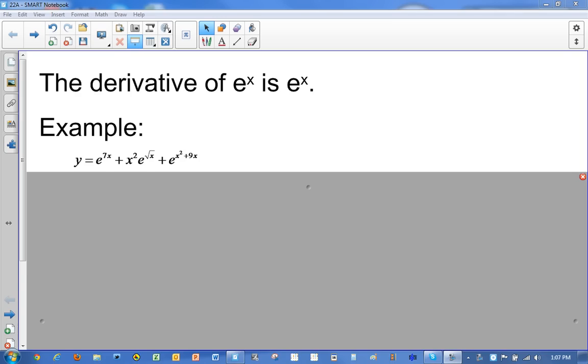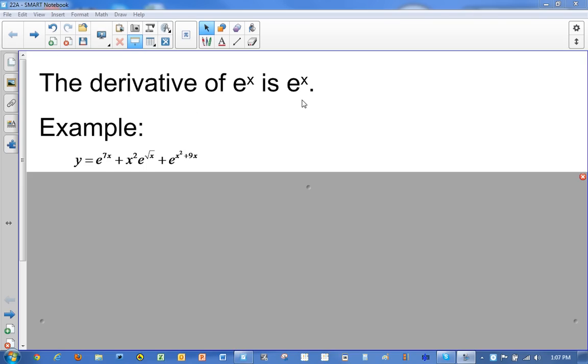All right, moving on to Chapter 22. What we are going to do in Chapter 22 is talk about the derivatives of functions that are not polynomial functions. Chapter 22 focuses on the exponential and logarithmic functions. So we're going to talk today about the derivative of e to the x. Well, that's the easiest one to remember because the derivative of e to the x is e to the x.